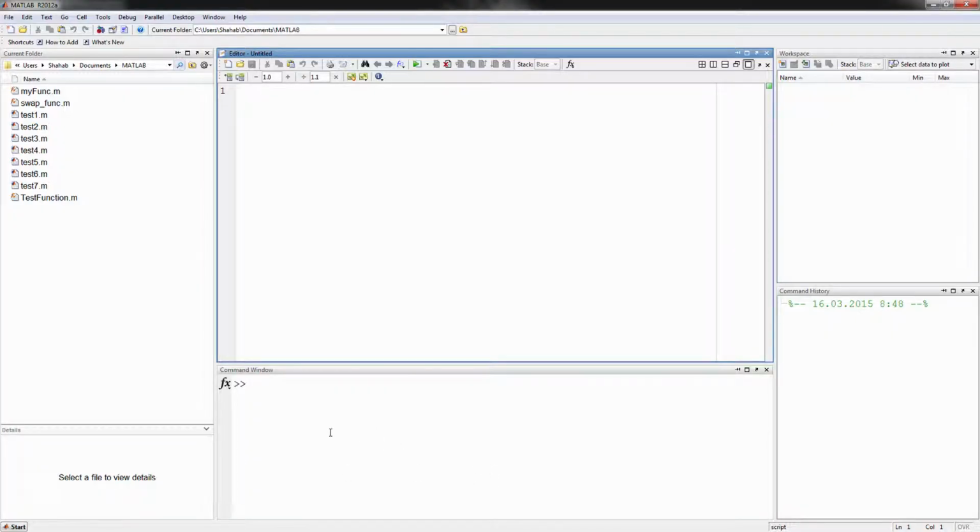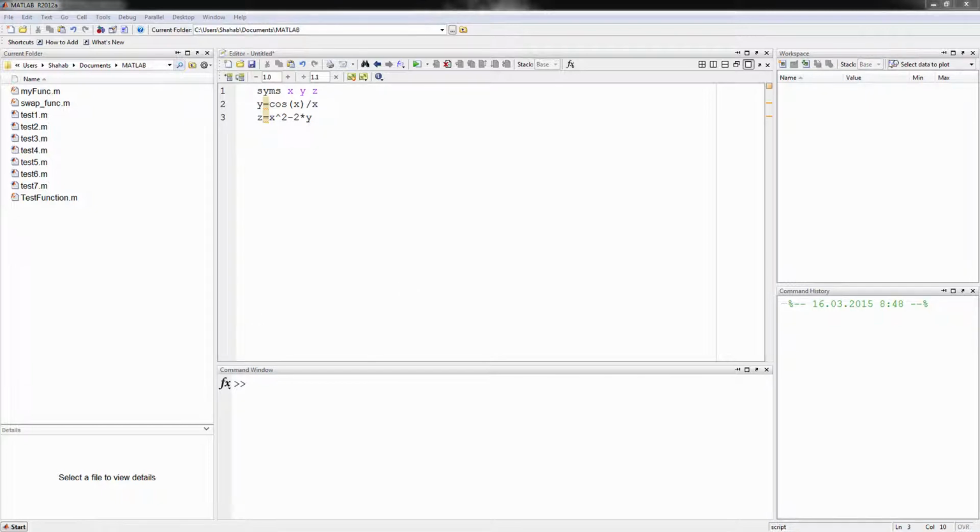And if you remember, in the previous session we learned a command called syms. And syms means that we are about to define a symbol. Let's define x, y, and z, and then we can say that y is equal to cosine of x divided by x, and we can define, for instance, z is equal to x squared minus 2y.